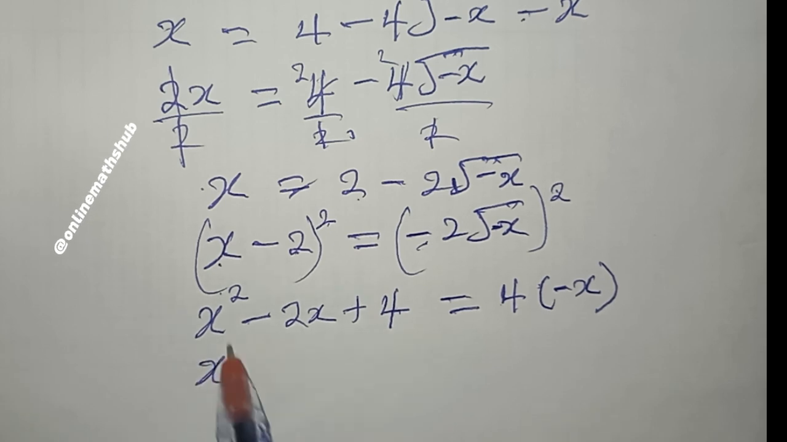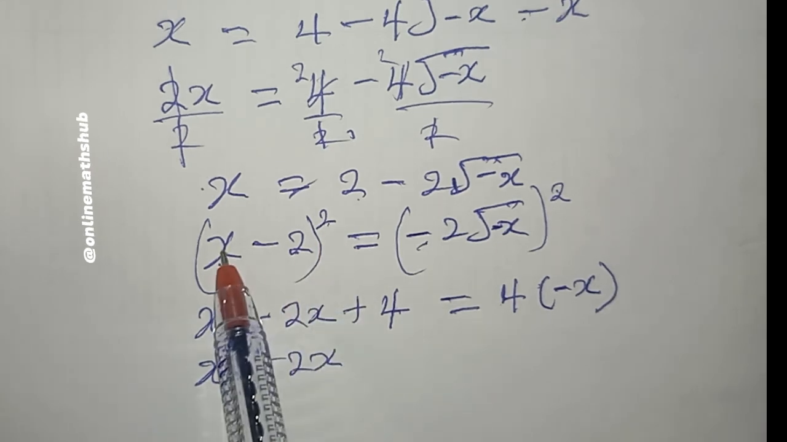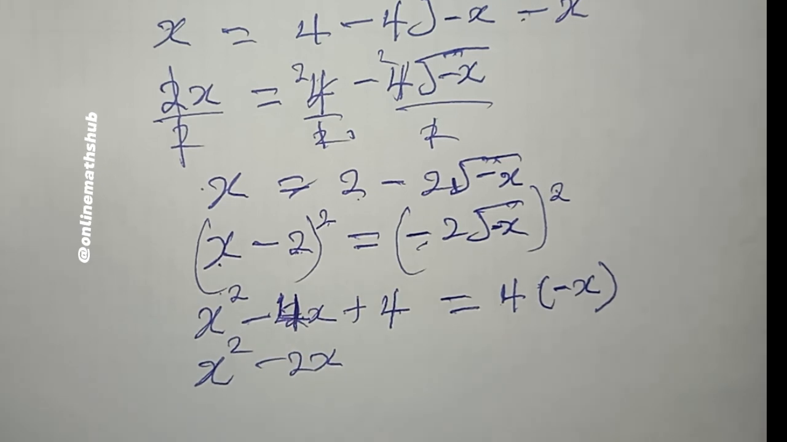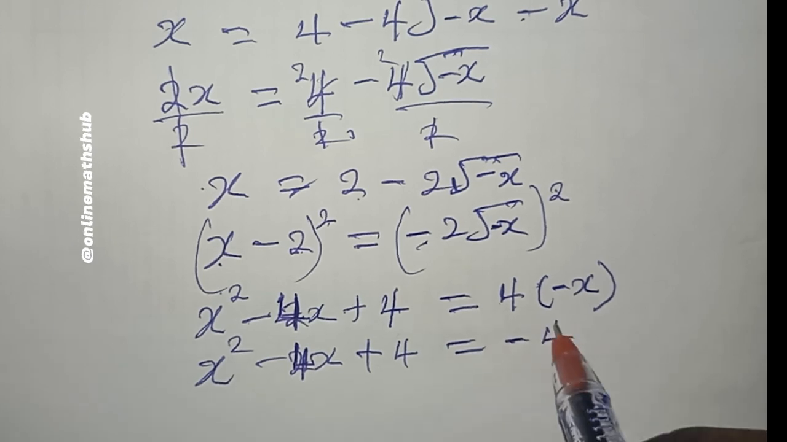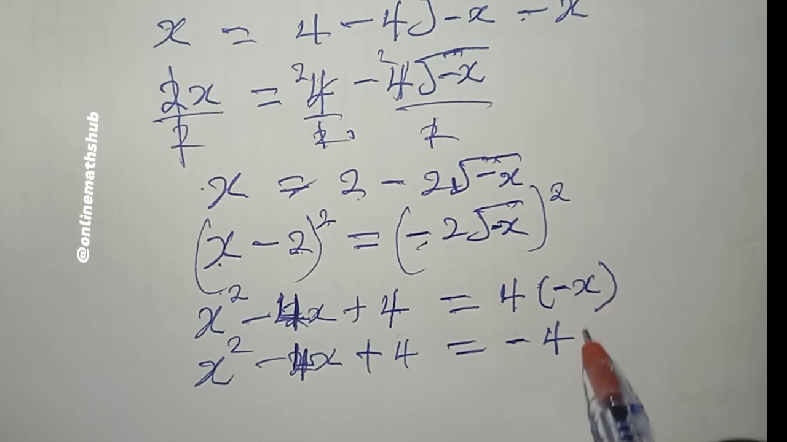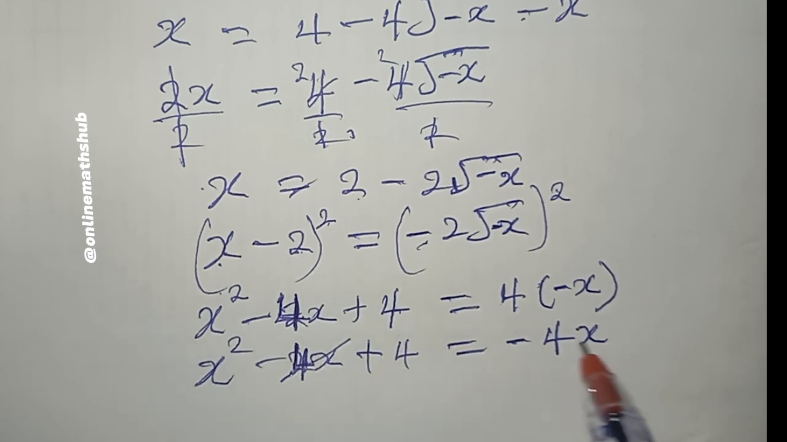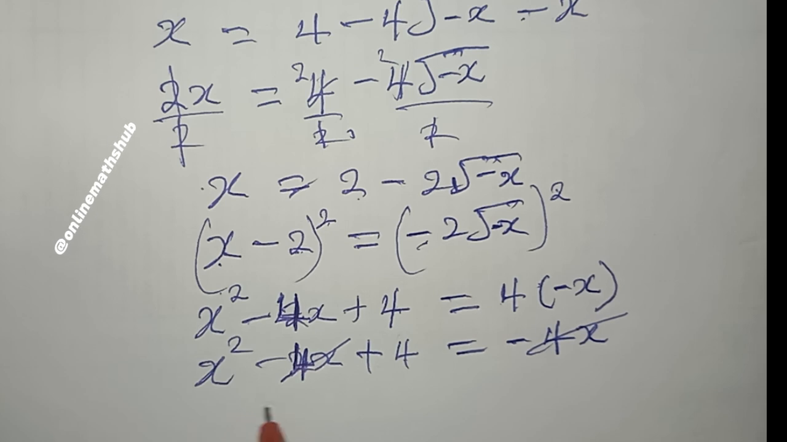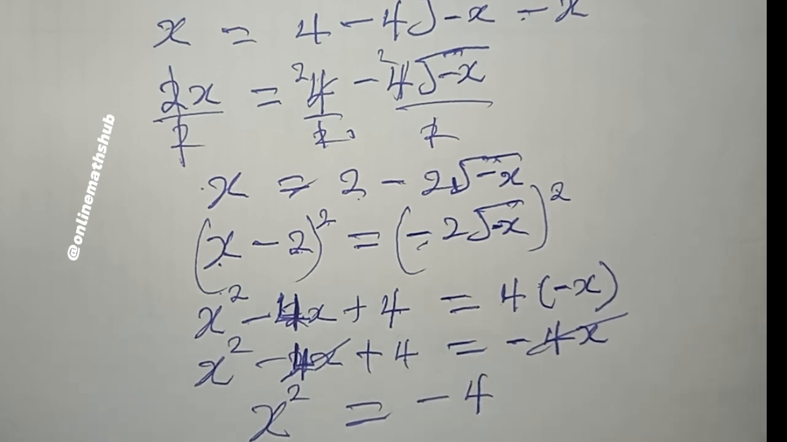Okay, so what I have is x squared minus 2x. Okay, sorry, what we are supposed to have here is 2 times x times minus 2, which is equal to minus 4. Okay, so what I have here is minus 4, then of course plus 2 is equal to, this one is also equal to minus 4 times negative x. Okay, so this can actually cancel this, and then I'm going to move this 4 to the right hand side, so that I have that this is x squared is equal to negative 4.